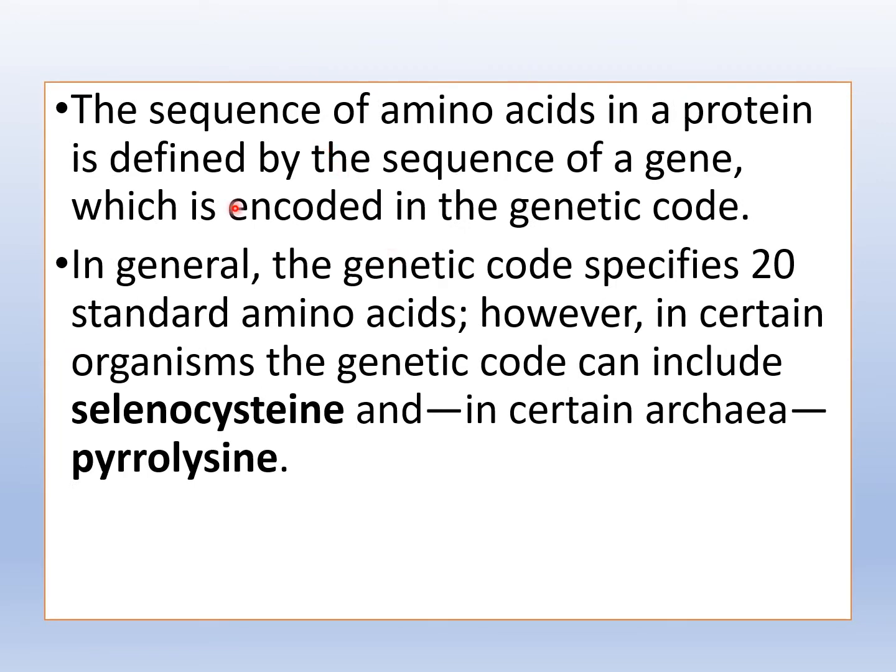The sequence of amino acids in a protein is defined by the sequence of a gene, which is coded in the genetic code. Actually, I don't know if I've already mentioned this, but basically proteins are produced starting from codes that are carried by mRNA, your messenger RNA. So basically you have the DNA. First, you have the DNA, right?